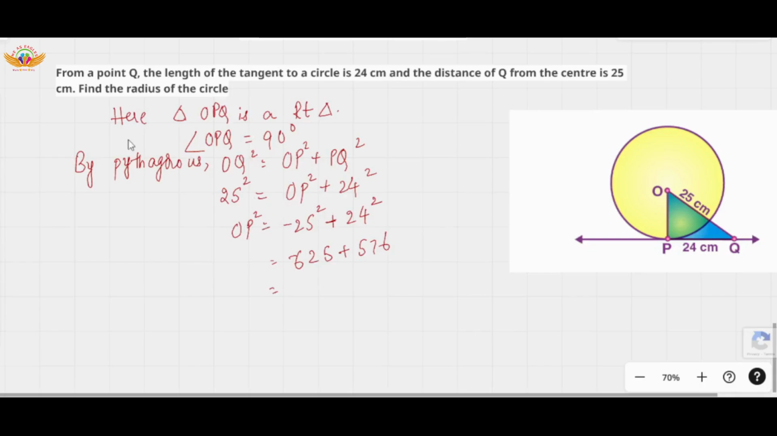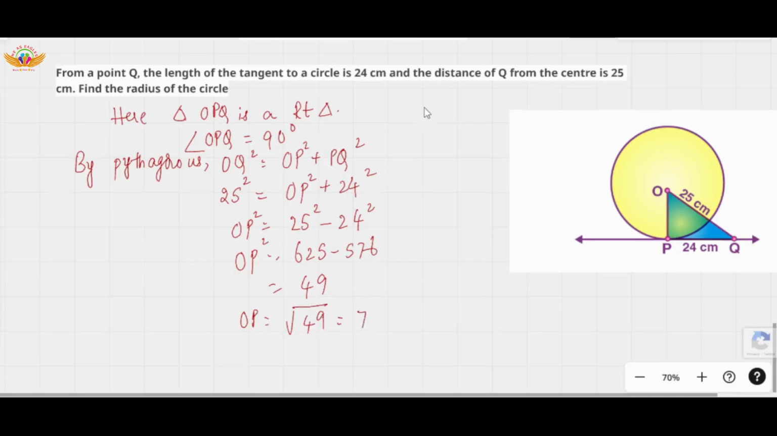We have to check the signs very carefully while bringing terms to the left hand and right hand side. OP square is equal to 25 square minus 24 square. I brought this 24 square to the left hand side. So OP square will be equal to 625 minus 576, that is equal to 49. So OP will be equal to root of 49, that is equal to 7.